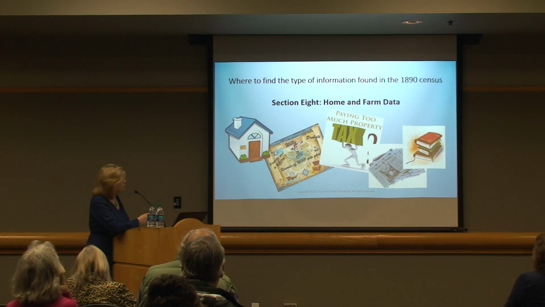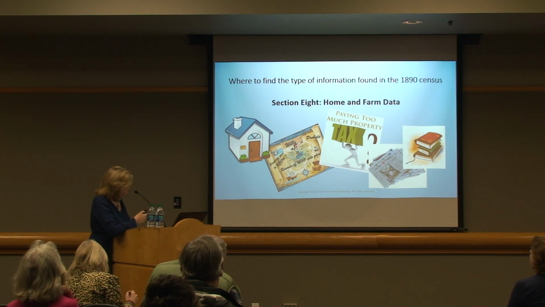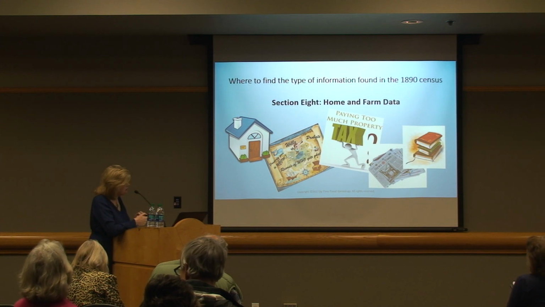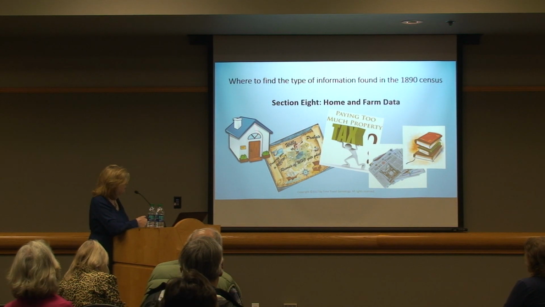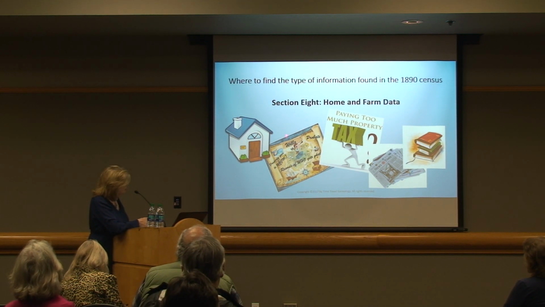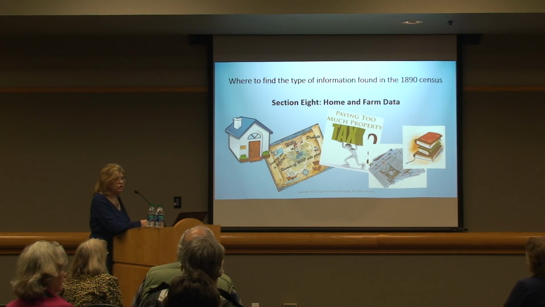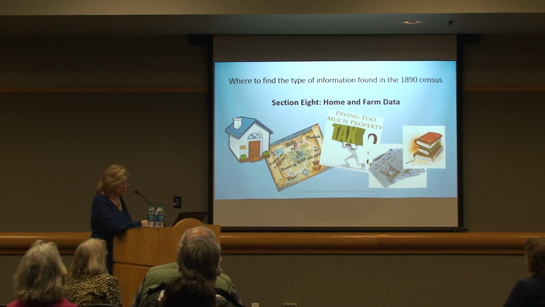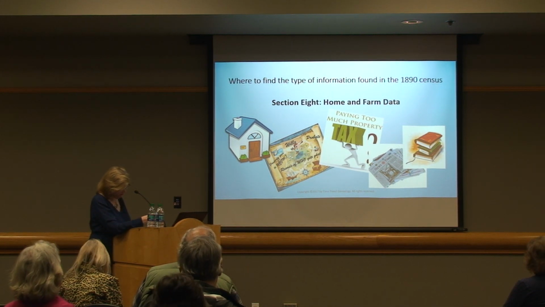The last section of questions that you're going to find information for is home and farm data. So if you're looking for your ancestor and they're not on the 1890 census, you're going to find information about his home and farm, obviously from land records, probate records, tax records, newspapers. Newspapers at the time loved to talk about who was delinquent in paying their taxes, or who got in trouble, or whose property was being foreclosed on, and then also county records.